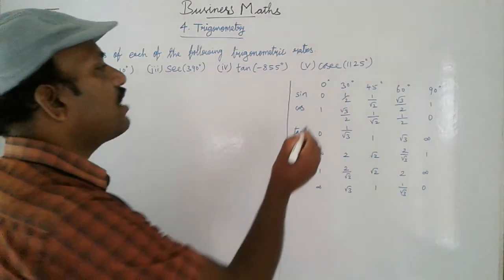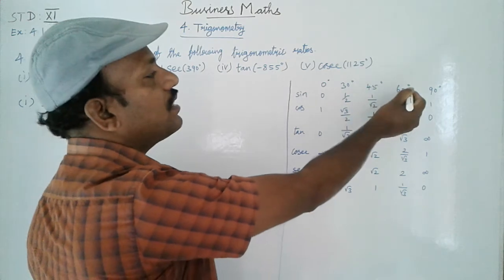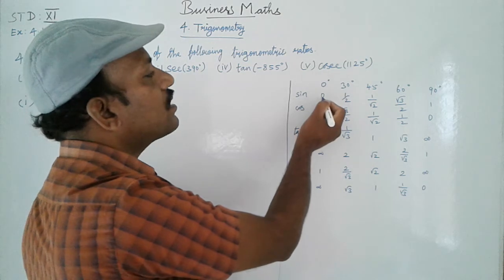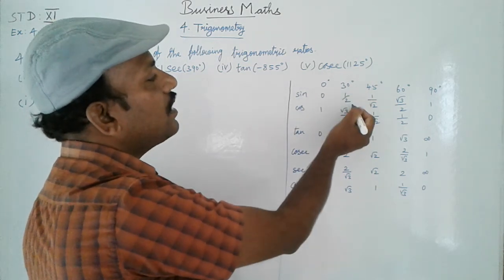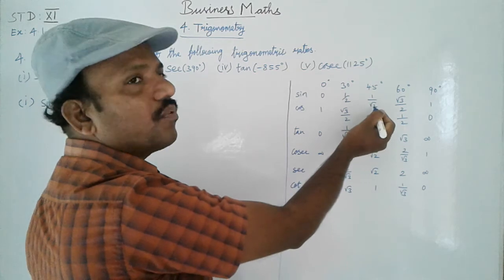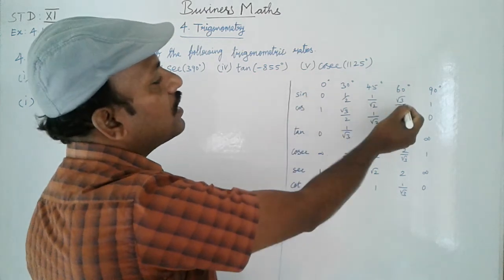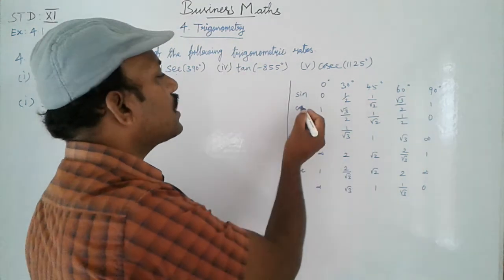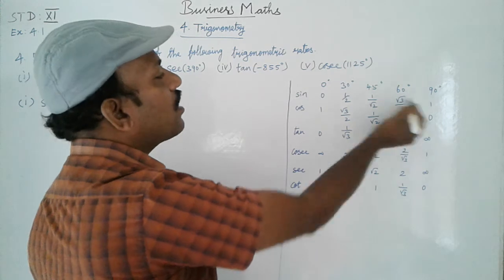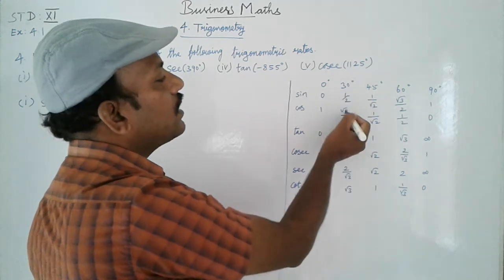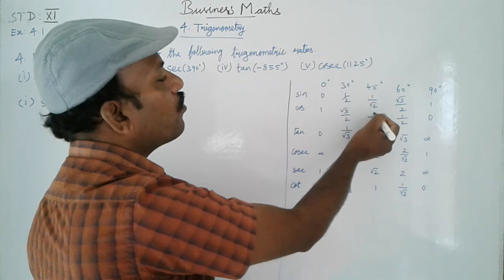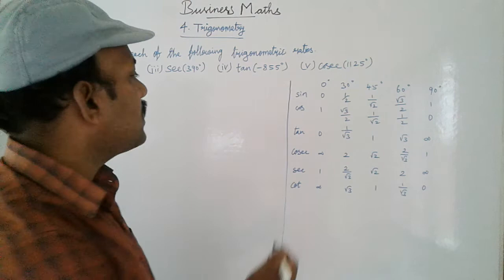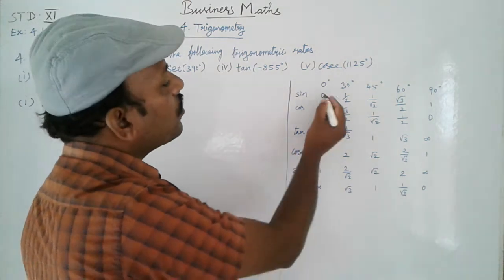We know some values at 0 degrees, 30 degrees, 45 degrees, 60 degrees, 90 degrees. Sine theta: sine 0 is 0. Sine 30 degrees is 1 by 2. Sine 45 degrees is 1 by root 2. Sine 60 degrees is root 3 divided by 2. Sine 90 is 1. Cos values are in reverse order. We should write 1. 30 degrees is root 3 by 2. 45 degrees is 1 by root 2. 60 degrees is 1 by 2. 90 degrees is 0.